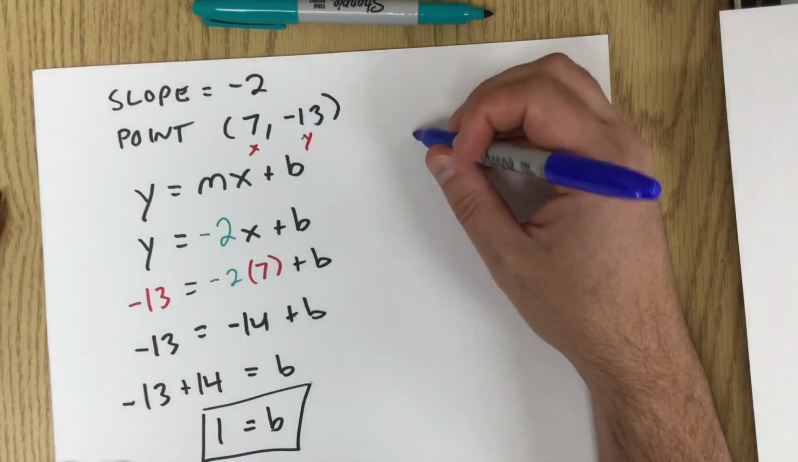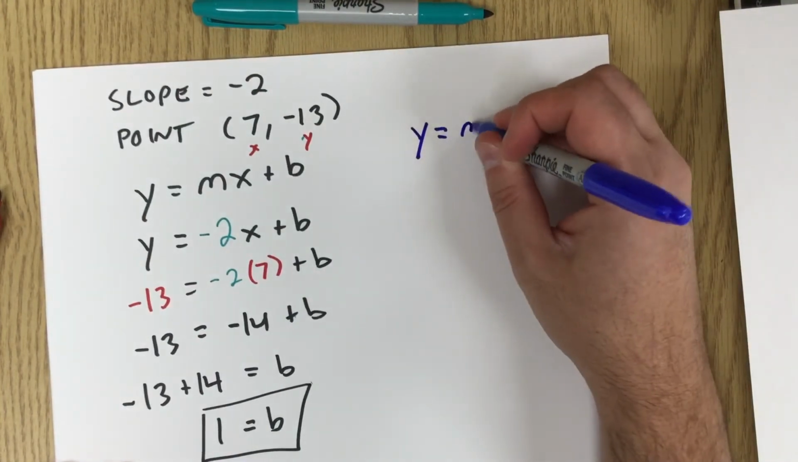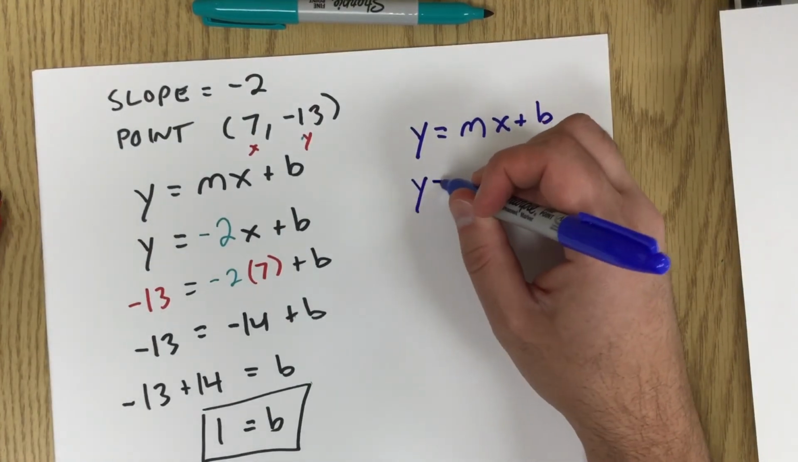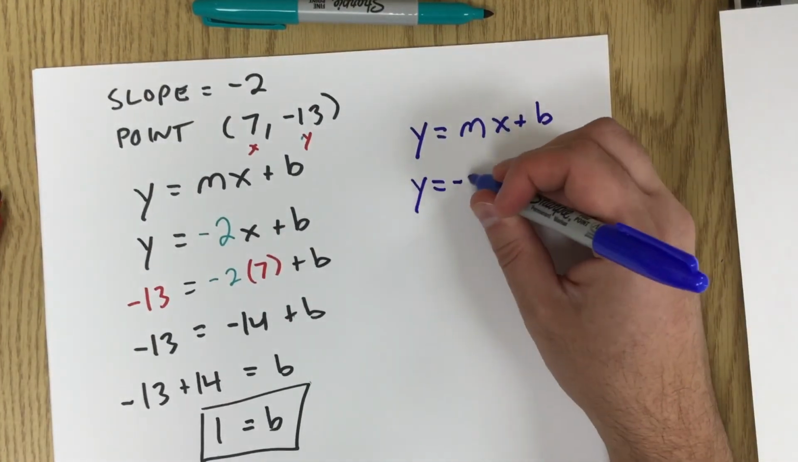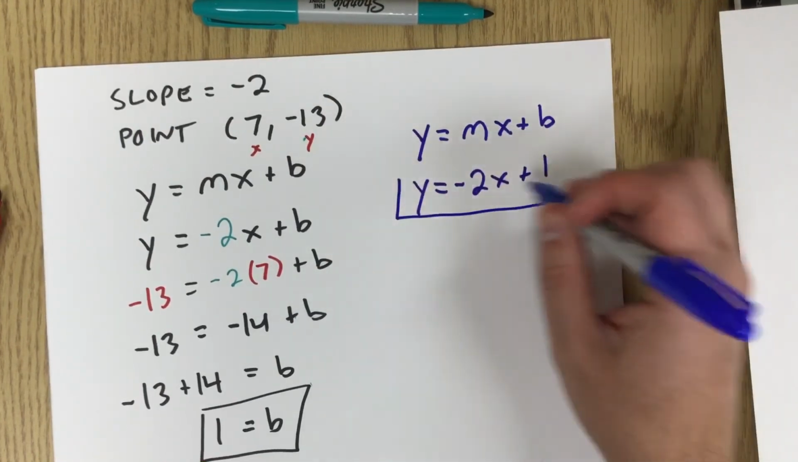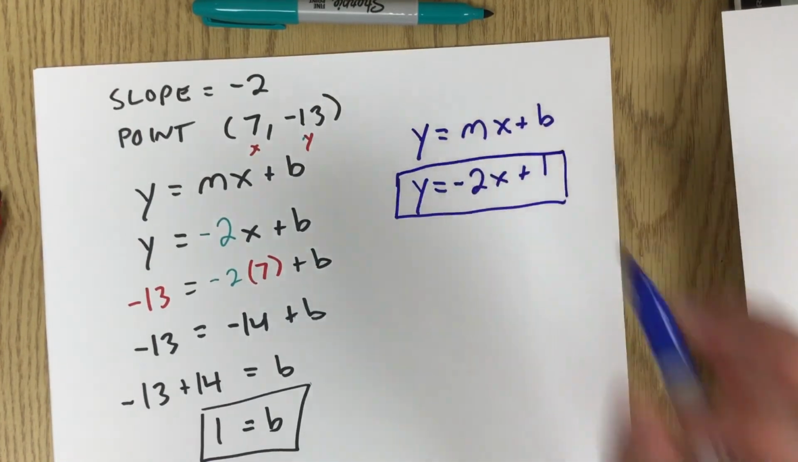And that's essentially all the work we have to do. So y equals mx plus b. The slope is -2. And then the b is 1. And there we go.